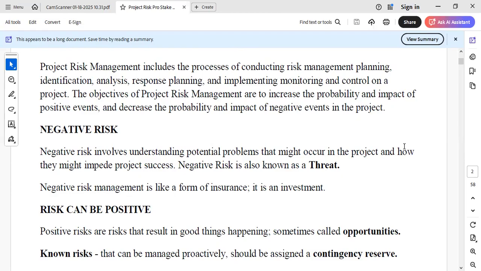So what is project risk management? It includes the process of conducting risk management: the planning aspect of it, the identification, the analysis, and also the response planning and implementing those response strategies. Once those response strategies have been implemented, we still have to monitor and control them, ensuring that we are capturing risks in time. So this is all about project risk management.